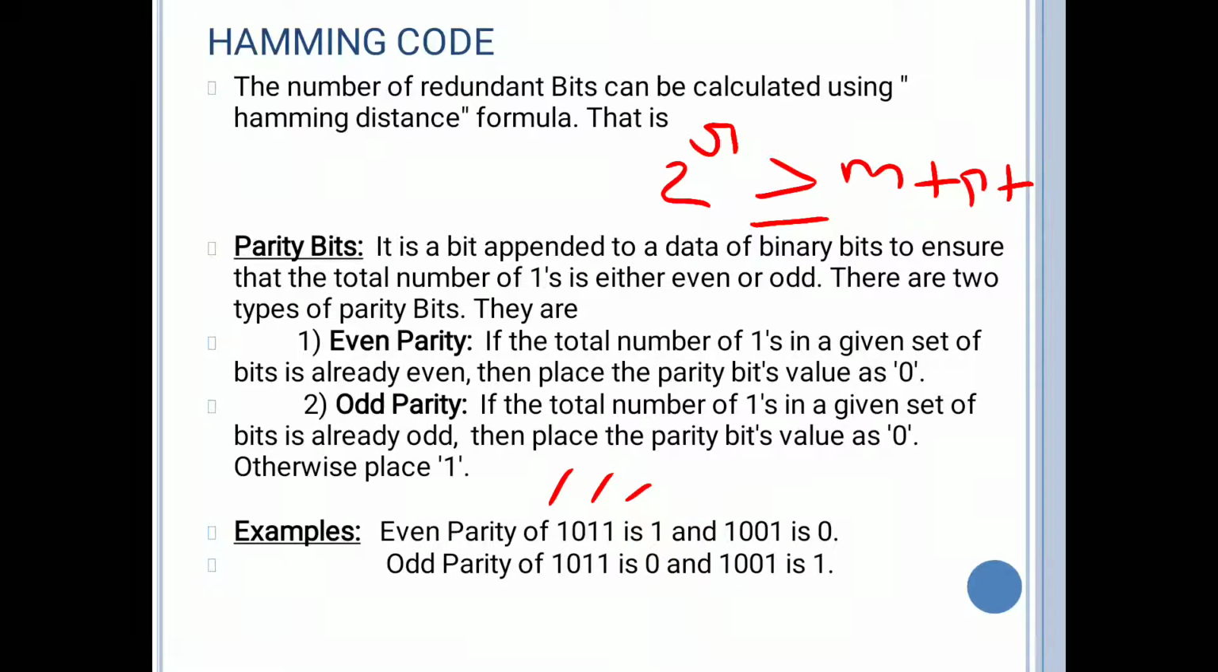Now if we consider the second case, 1 0 0 1. The total number of ones in this data is 2. So 2 means it is already even. So that's why in place of the parity bit we will put the value as 0. So like this we will calculate the even parity and odd parity values. The reverse of even parity is nothing but odd parity. If the total number of ones in a given set of bits is already odd, then place the parity bit value as 0. Otherwise place 1.